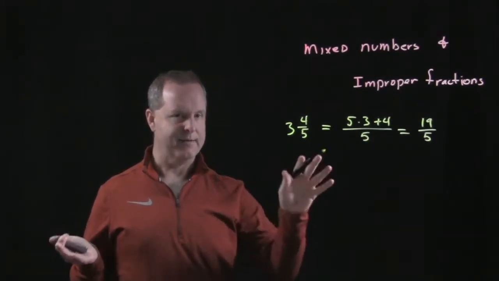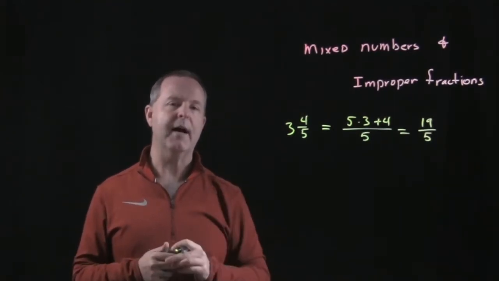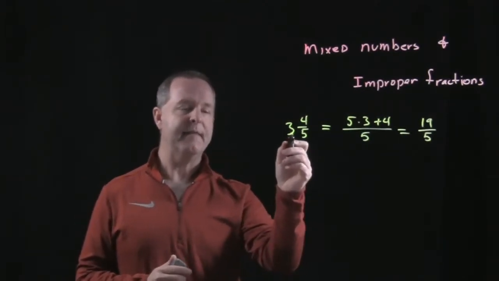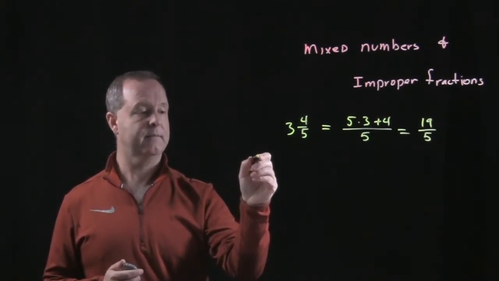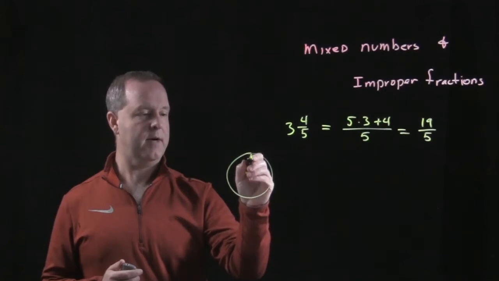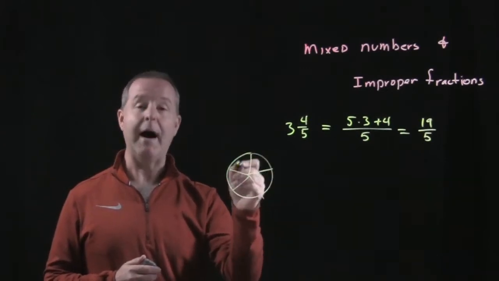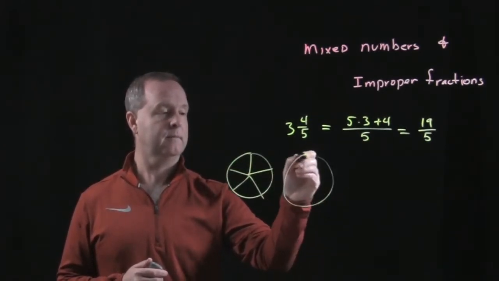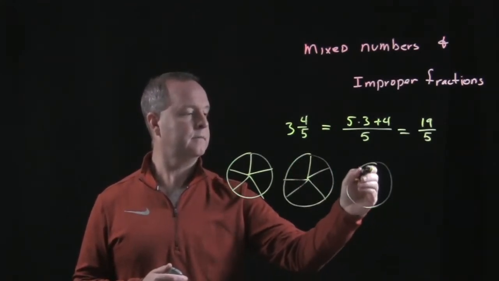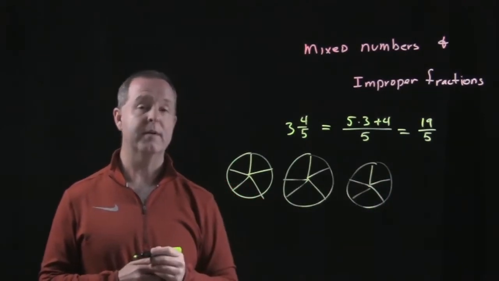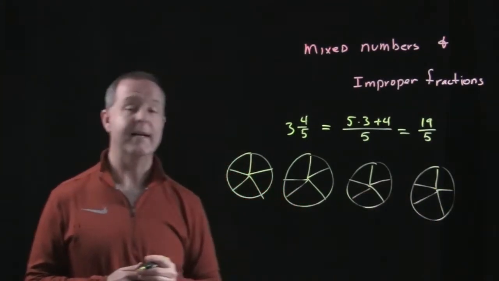All right, nice algorithm, Willie. I can learn it, and I can do it, but what in the world does it mean? Well, let me try to give you an idea of what it means. Imagine that I have 3 parts, for example, that are all divided into fifths. Yeah, good luck trying to make a fifth of something. There's a pie divided into 5. Another pie divided into 5. Another one divided into 5. And another one divided into 5.